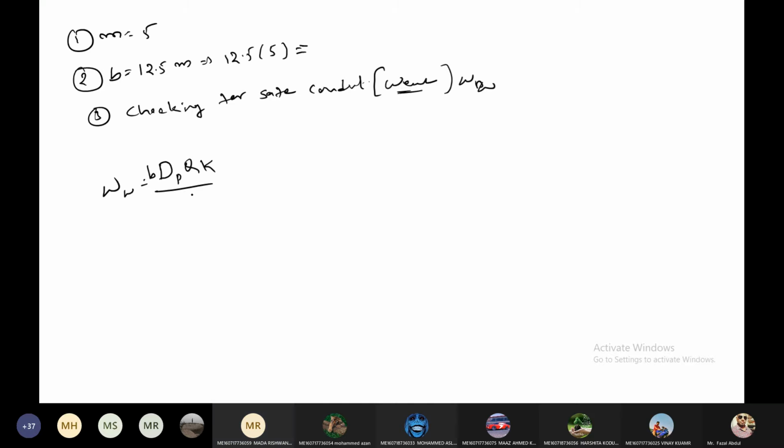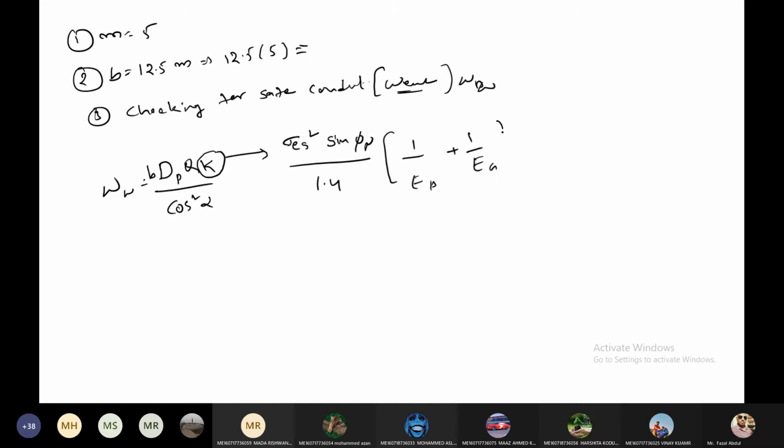Cos square alpha. So K is a load stress factor. So load stress factor, I am writing the equation here. Sigma ES square sin pi n by 1.4 into 1 by EP plus 1 by EG.